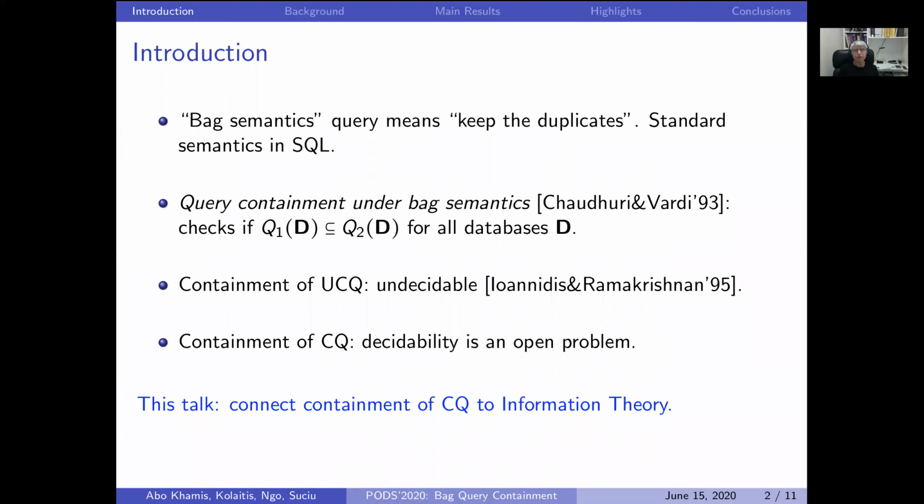Bag semantics simply means keeping the duplicates. This is the standard semantics in SQL. In 1993, Chaudhuri and Vardi asked a very natural question: given two queries Q1 and Q2, check if for any database the result of Q1 is contained inside that of Q2 under bag semantics. In 1995, Ioannidis and Ramakrishnan proved that containment for unions of conjunctive queries is undecidable. However, the decidability for conjunctive queries has remained open despite a large amount of research on this topic. In this talk, I will talk about the connection between query containment under bag semantics and information theory.